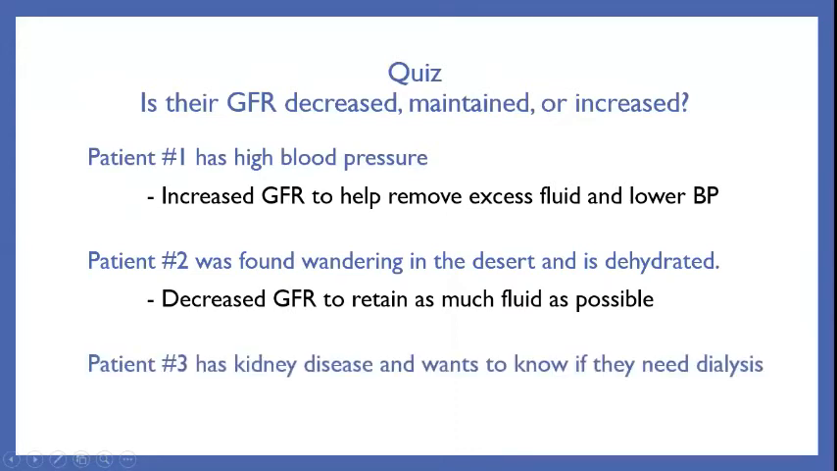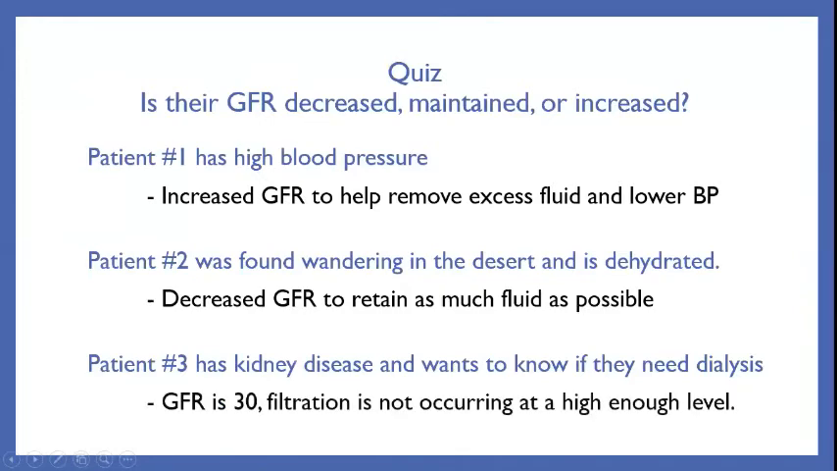Patient 3 has kidney disease and wants to know if they need dialysis. How would we know on that one? So we run the test and we determine that their glomerular filtration rate is only 30%. In that case, we need to go ahead and do dialysis because it's not occurring at a high enough level.